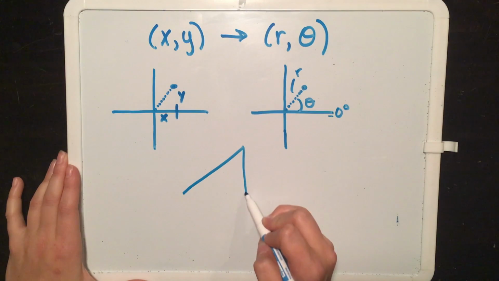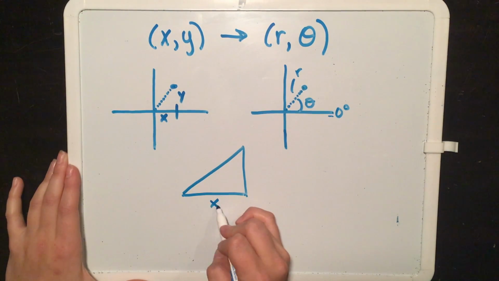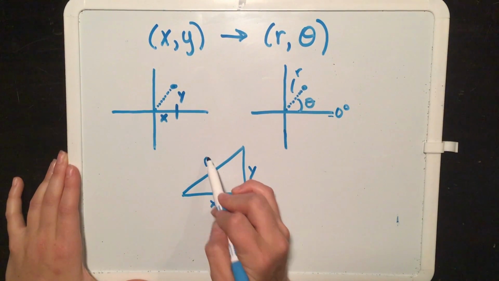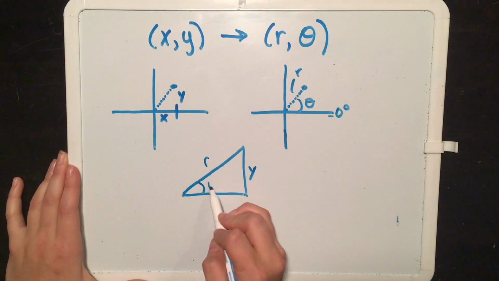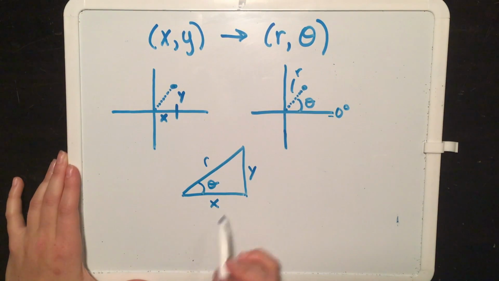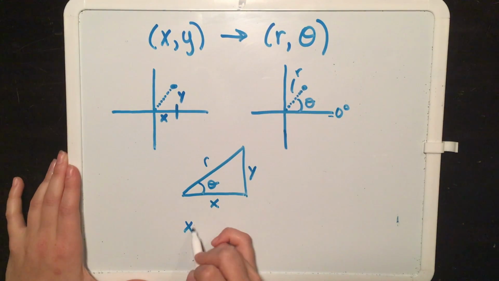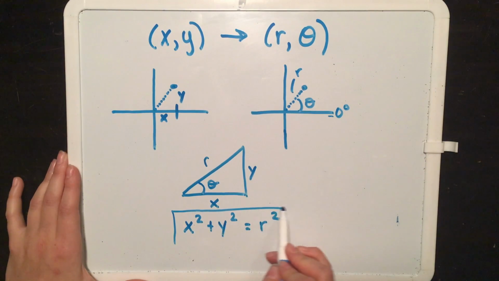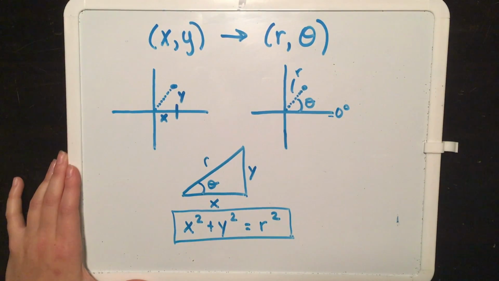So if we draw a triangle where our x is our horizontal movement, y is our vertical movement, r is our diagonal, and theta is our angle of elevation, then we can use formulas that we've seen before in order to relate x, y, r, and theta. The first formula that we'll use is the Pythagorean theorem. X squared plus y squared equals r squared. So using x and y, we can find r.